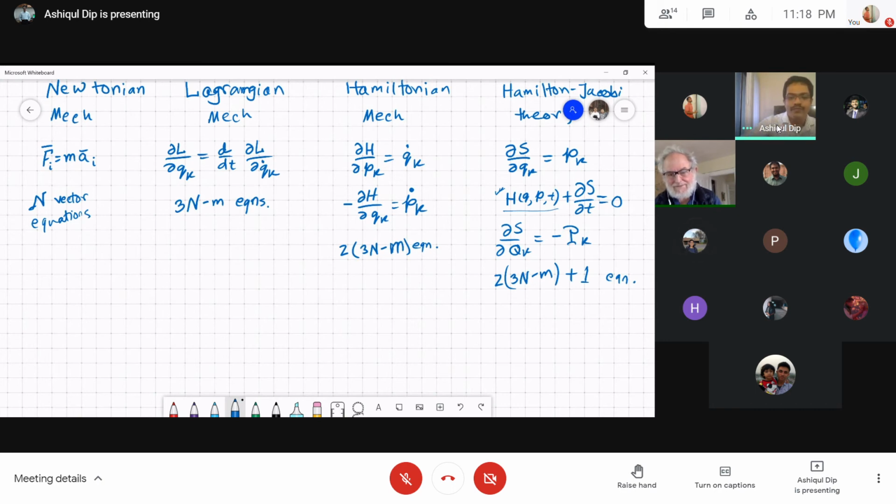So how did you get that number of equations in the Hamilton-Jacobi theory? Here k runs from 1 to thrice n minus m, right? M is the number of constraints, and big N is the number of particles. So in 3 dimensions, here you have twice. Here you have thrice n minus m. Also here you have thrice n minus m, and also this one. Okay, got it.